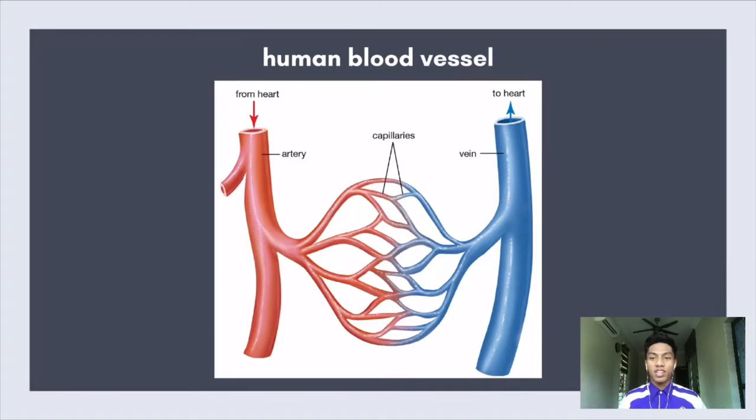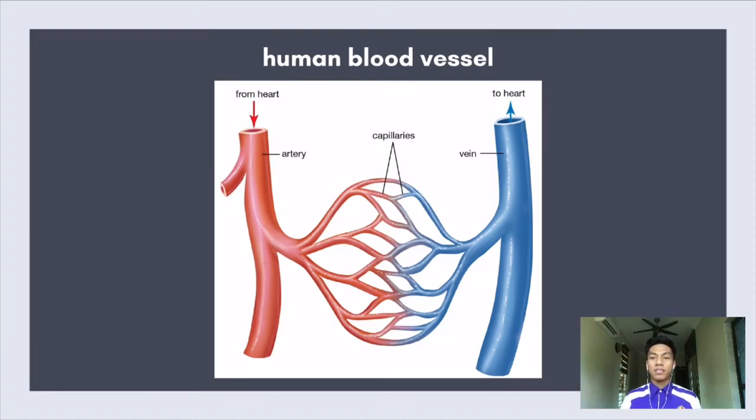We go to human blood vessel. You can see the structure of human blood vessel. Okay, firstly, arteries. Blood go to arteries to aorta, and the arteries become expand when it receives blood. The function of arteries to quickly transport blood at high pressure to the tissues.